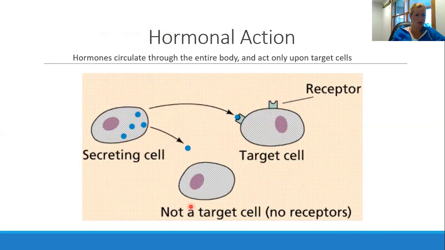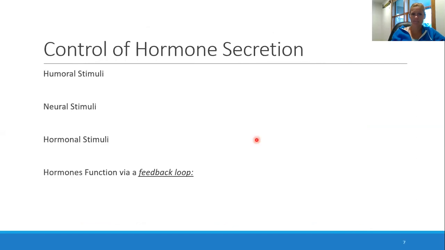The ability to act upon a target cell relies on specific receptor molecules, as we already mentioned here. Okay, how do we control the secretion or the release of hormones? So really three different ways. We can have humoral stimuli, and I think I have an example on the next slide of each of these. So humoral stimuli, a hormone is secreted in direct response to changes within the blood. So something happens in the blood, and so therefore I'm going to increase or release this particular hormone to cause a change in the blood, to allow that blood to better reach equilibrium or better maintain homeostasis.